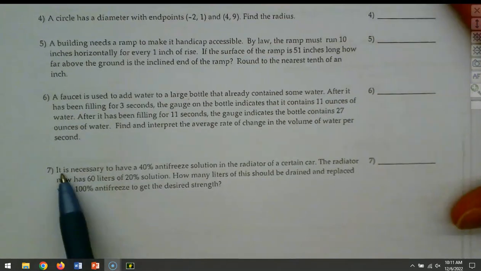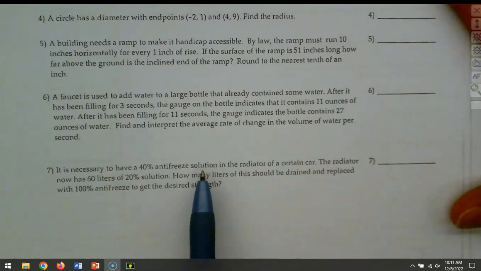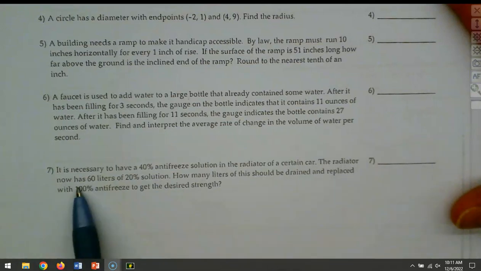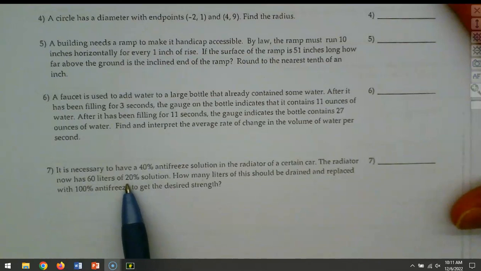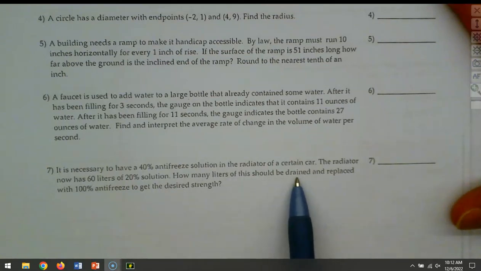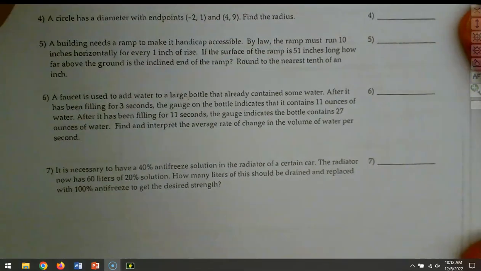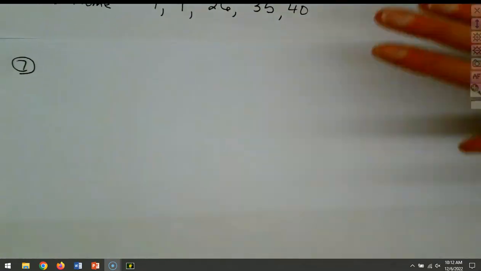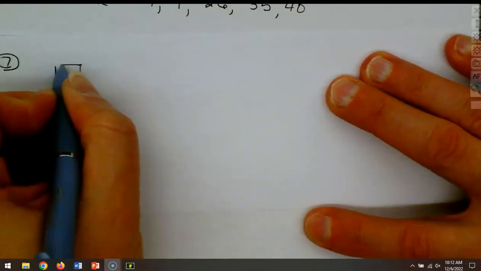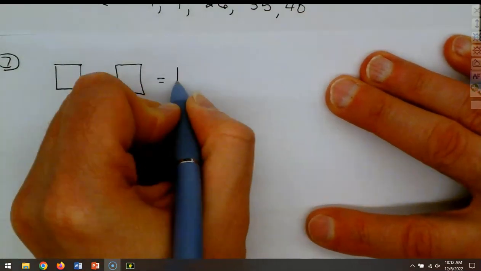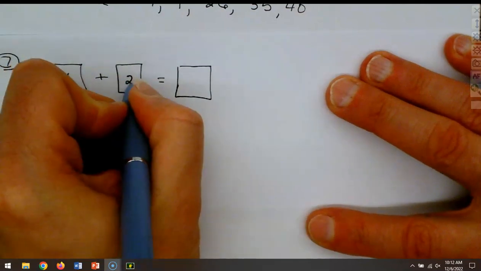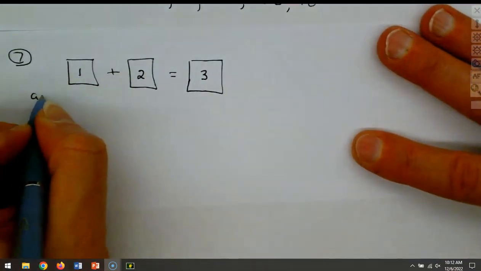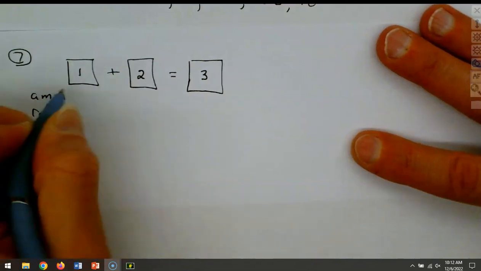So what do we have here? It is necessary to have a 40% antifreeze solution in the radiator of a certain car. So that's what we want. The radiator has 60 liters of a 20% solution. How many liters of this should be drained, so that's negative, and replaced with 100% antifreeze to get the desired strength? So, when we write this up, this is a mixture question. So that means we make our boxes. And 1 plus 2 equals 3. That's the way I remember it. 1 plus 2 gives you 3. So these add together. And then we look at the amounts. And then we talk about our percentage rates for each one.